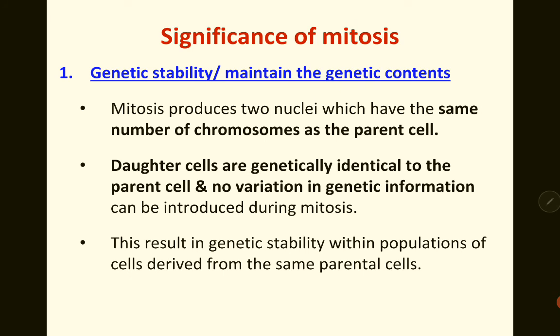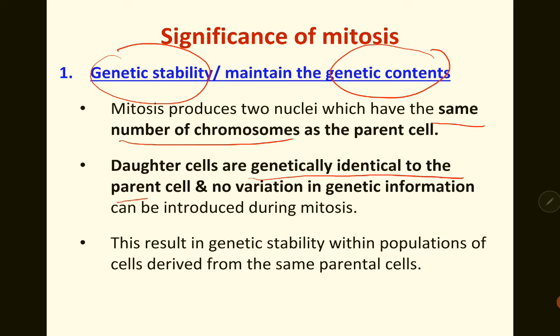So what is the importance of mitosis? To provide genetic stability to the cell, which maintains the genetic content of the cell. To make sure that all the daughter cells have the same chromosome number as the parent cell. So daughter cells are genetically identical to the parent cell. There is no variation, meaning all the daughter cells are exactly the same as the parent cell.